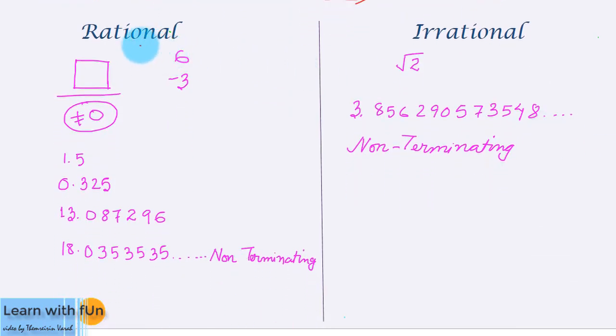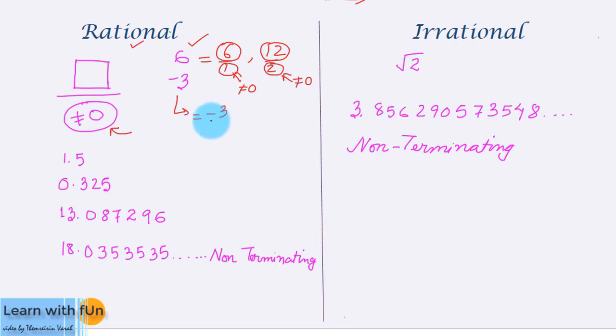Now let's define rational numbers. Rational numbers are those numbers which can be written in the form of one integer upon another integer, such that the denominator is not equal to 0. Let's take an example. 6 can be written as 6 upon 1 or 12 upon 2, and you will see that the numerator is also an integer, the denominator is also an integer, and the denominator is not equal to 0. Therefore, 6 is said to be a rational number.